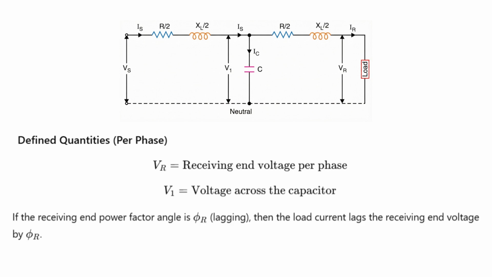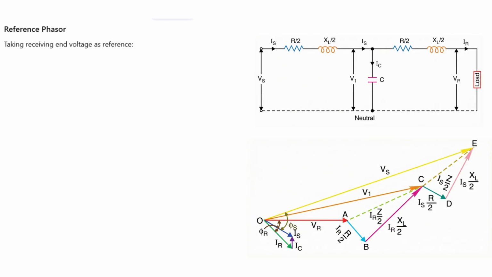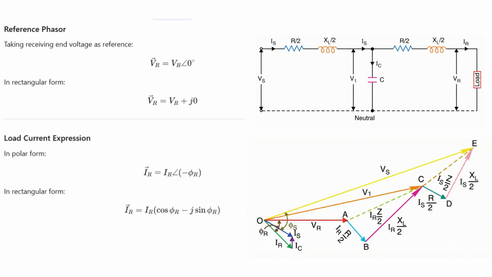The receiving end power factor angle is phi R. And since the load is lagging, the load current lags the receiving end voltage by phi R. Now we take the receiving end voltage VR as our reference phasor. That means VR equals VR plus j0. The load current IR can be written as IR equals magnitude of IR multiplied by cos phi R minus j sine phi R. So IR equals IR cos phi R minus j IR sine phi R.